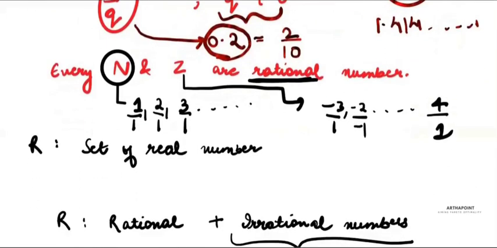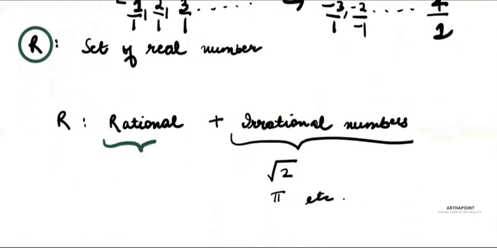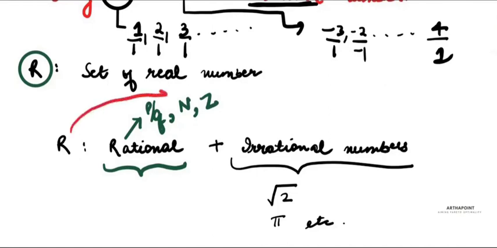Now we go ahead and we define something which is known as a real number. What is a real number? A real number is a set of rational numbers and irrational numbers together. Remember that a rational number is anything which is of the form P by Q, but a rational number automatically includes natural numbers and it also includes integers. So real number indirectly includes natural numbers and integers.